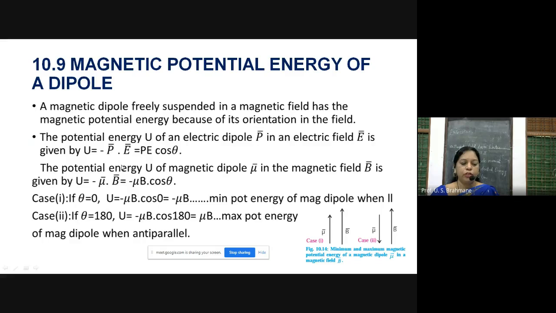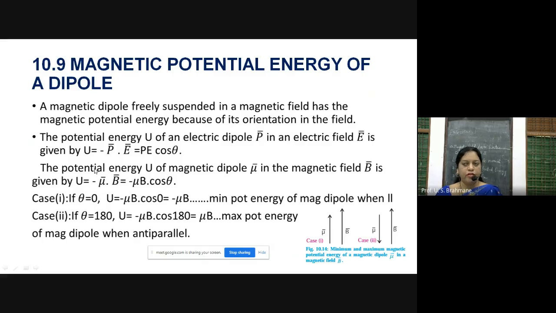Then the potential energy U of the magnetic dipole, that is mu vector in the magnetic field B vector, is given by U equal to minus mu vector dot B vector, which is equal to minus mu B cos theta. So you can see the similarity with the electric dipole, potential energy due to the electric field. So here and this, the magnetic energy because of the magnetic field. You can see that.